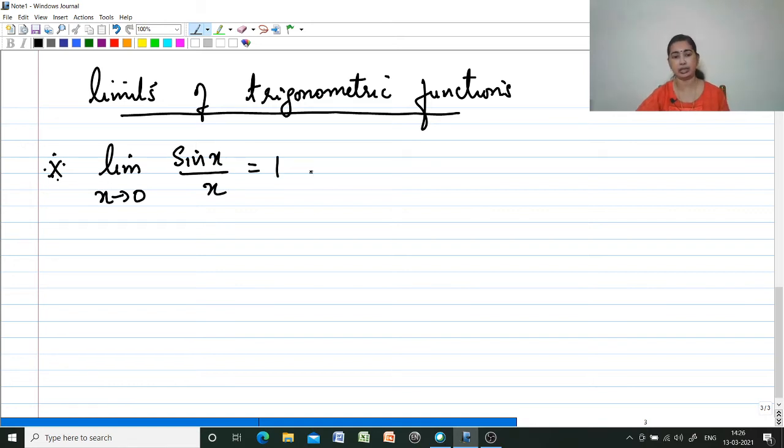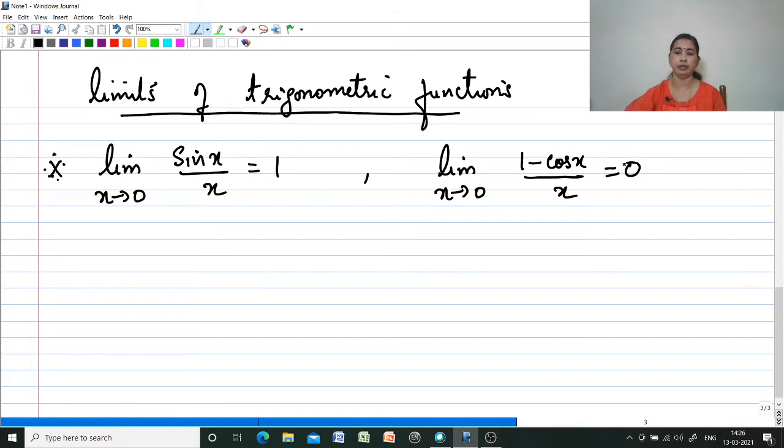Here there is no need of studying the derivation of this. You only have to study this result, that is, limit x tends to 0, sin x by x is equal to 1. And the second one you have to learn is limit x tends to 0, 1 minus cos x divided by x, is also equal to 0.